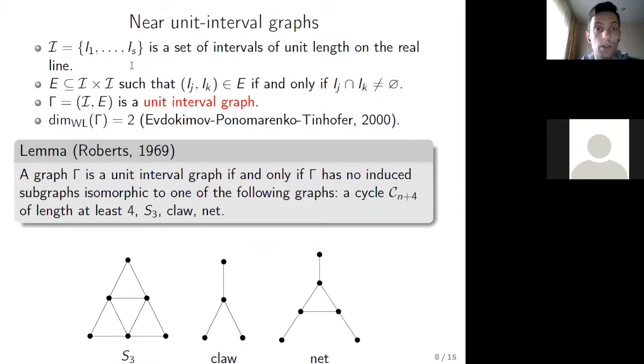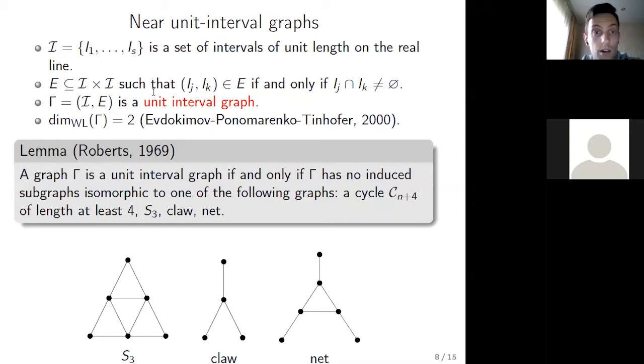Let us recall the definition. Let I be a set of intervals of unit length on the real line. This set is the vertex set of our graph. Two intervals are adjacent if and only if the corresponding intervals have non-empty intersection. Such a graph is called a unit interval graph. As was mentioned before, interval graphs, and hence unit interval graphs, have Weisfeiler-Leman dimension 2.